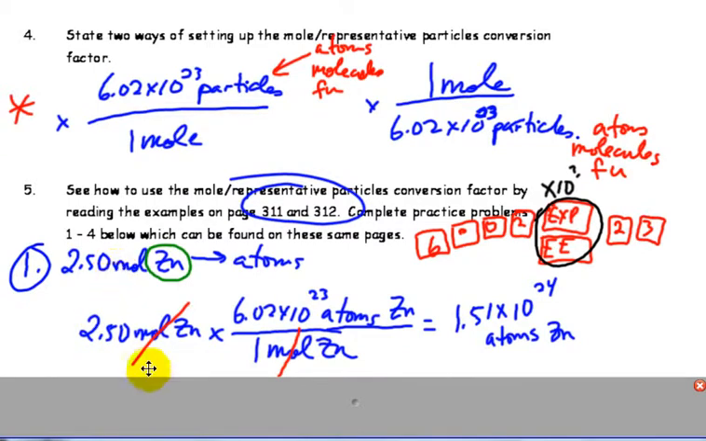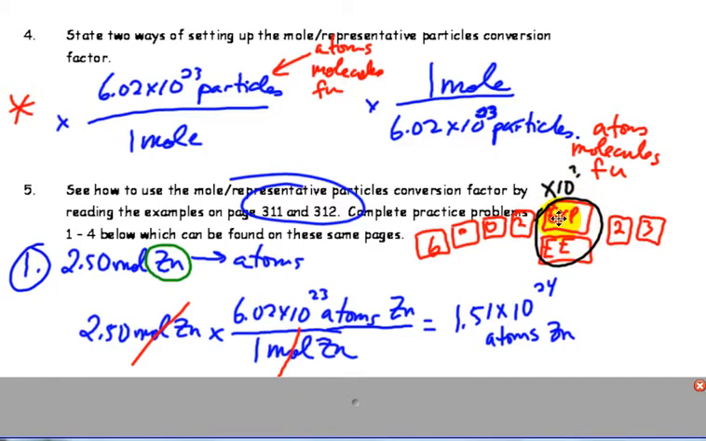So setting that up, 2.50 moles of zinc multiplied by 6.02 times 10 to the 23rd atoms over 1 mole. So you can see the moles cancel, and I'm left with atoms. Multiply this out, and I get 1.51 times 10 to the 24 atoms of zinc. There's 3 significant digits, so I need to have 3 significant digits here. Okay? And when doing this in your calculator, 6.02 times 10 to the 23rd, this is the format here, 6.02.